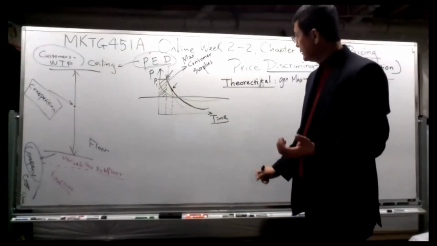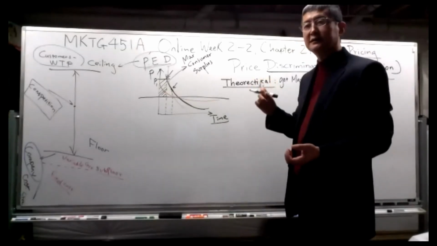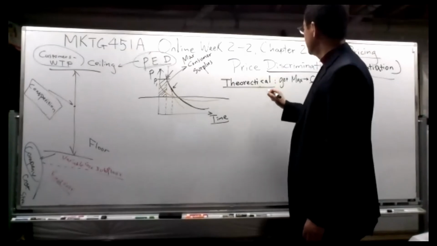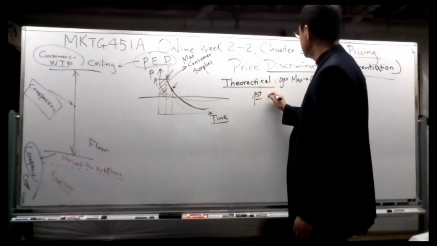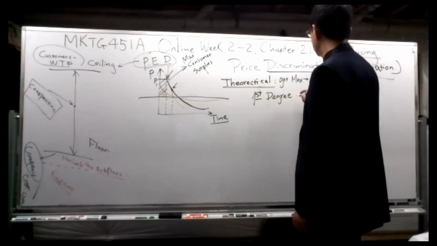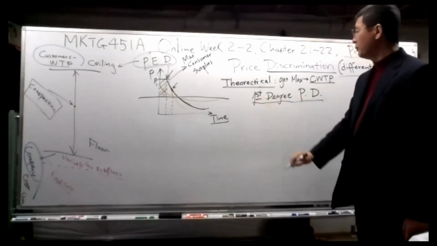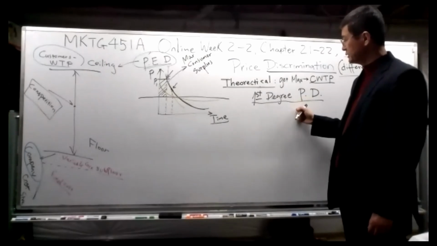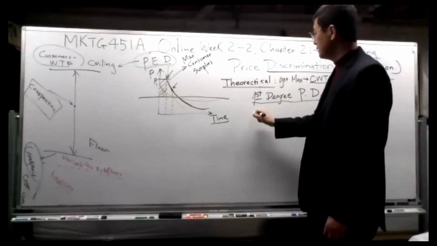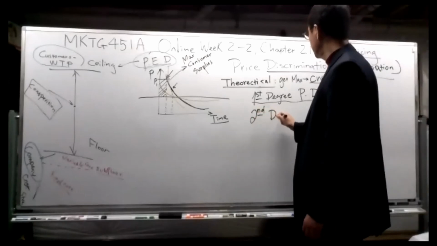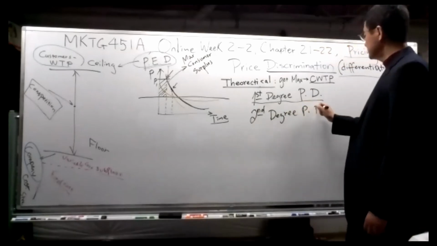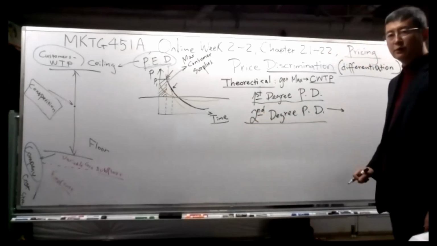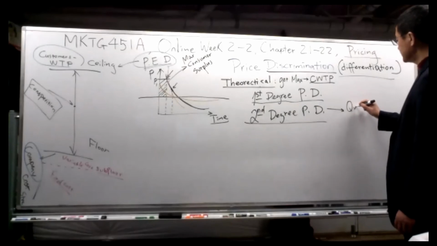But we all know that economists like abstract mathematical models, right? So this first degree price discrimination almost never happens in the real world because you need complete information of each and every customer. First degree is theoretical. Let's talk about second degree. Second degree price discrimination is actually very straightforward. Price based on quantity.